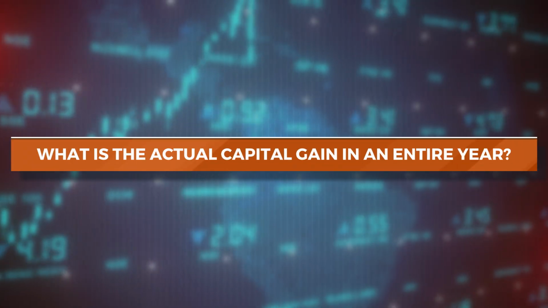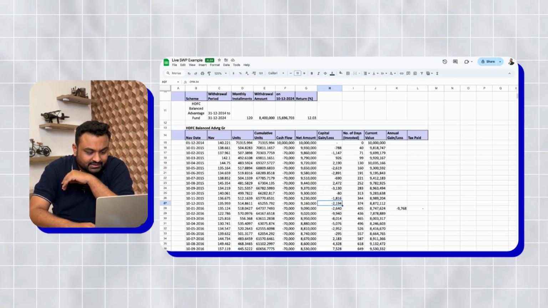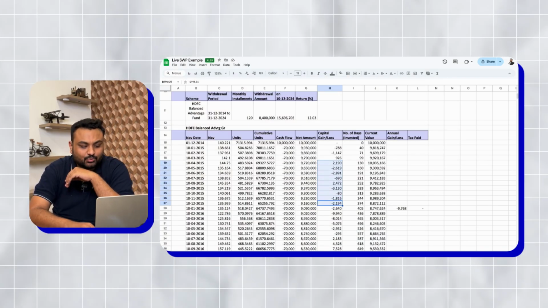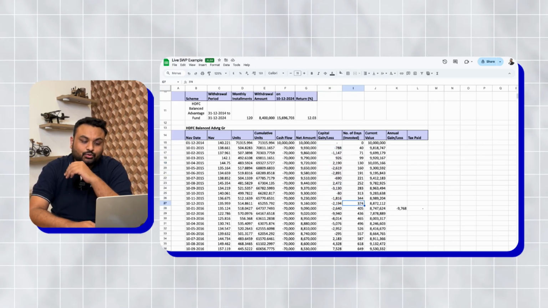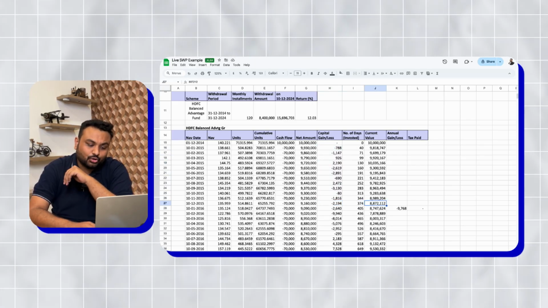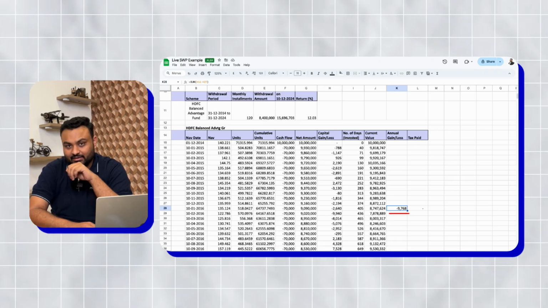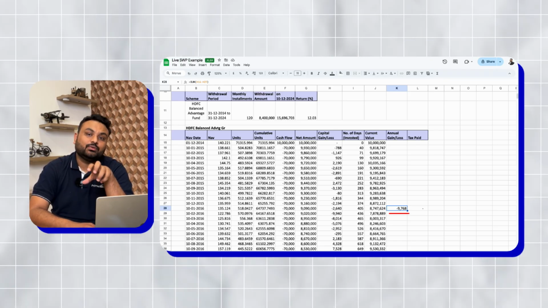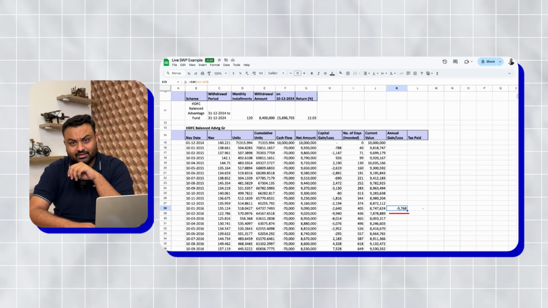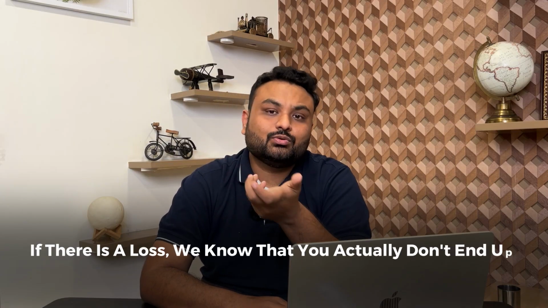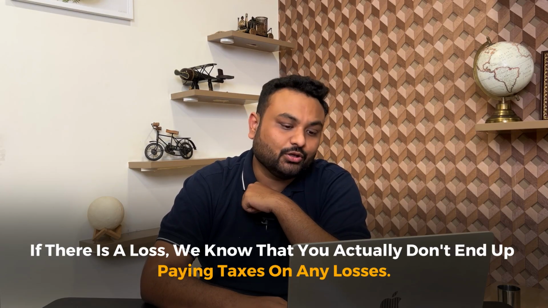Now, the main thing that I want to bring your focus towards is, what is the actual capital gain in an entire year? This will help us better understand what will be the tax liability on such kind of a system. So over this 1 year, which is 12 months time horizon, if you see, the total net capital gain or loss was somewhere around 9,700. So the client actually had to take a loss of 9,700.